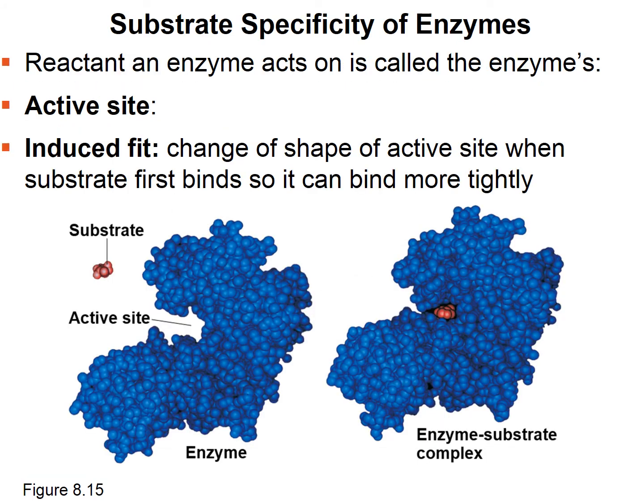The reactant an enzyme acts on is called the enzyme's substrate. The active site is the region on the enzyme where the substrate binds. It's very specific. So remember, an active site is something on the enzyme. Induced fit is when there's a change in the shape of the active site when the substrate first binds so it can bind more tightly. So the substrate binds in the active site, it recognizes it, and then it grabs onto it a little more tightly.